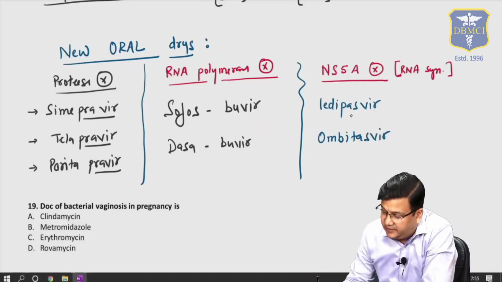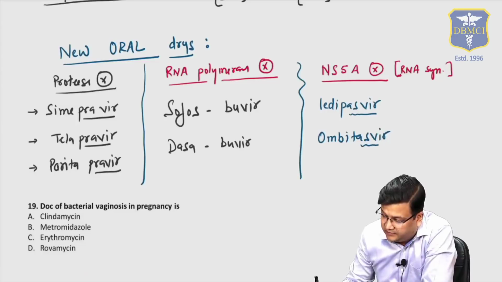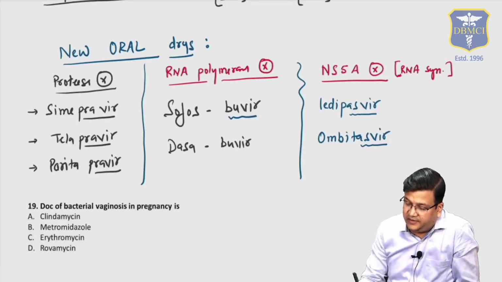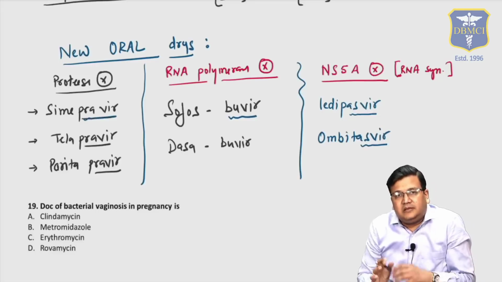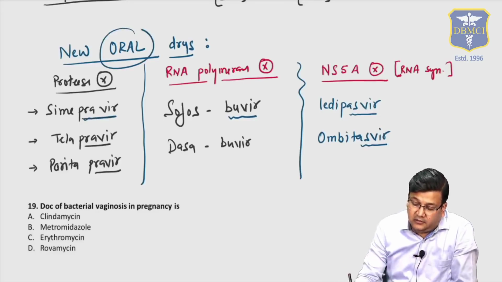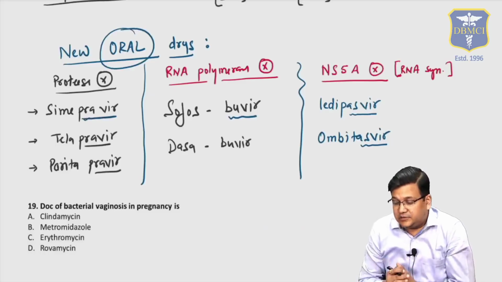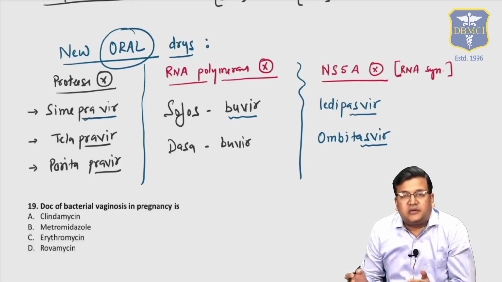So they will end with asvir. All these drugs will end with asvir. So we have buvir, asvir and pravir. These are three new types of oral drugs for hepatitis C. So this is what the new drugs are all about.